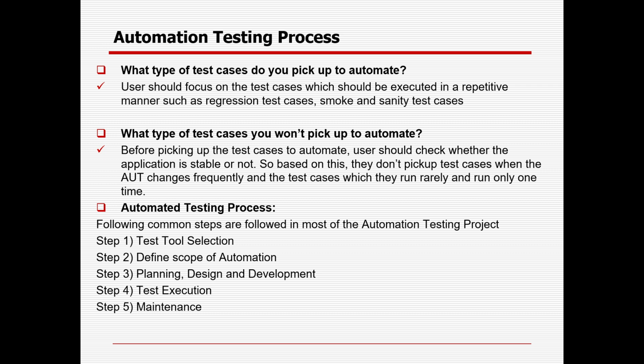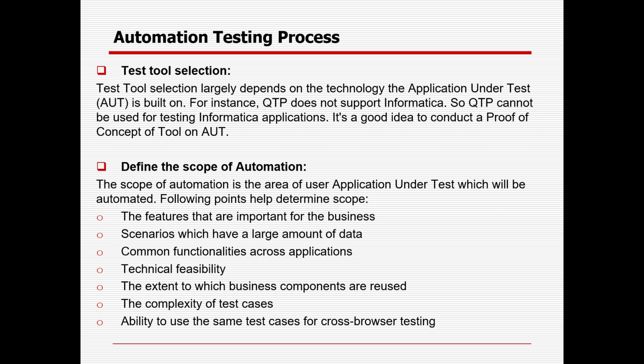The automation testing process: first is tool selection. The second is defining the scope of automation, then planning, design and development, then test execution, and then maintenance. Whenever you want to start any kind of automation, you need to do the POC, or proof of concept, where you identify which area you'll be automating, whether UI, mobile, or API. What is your budget? How many test cases do you want to automate? What browsers and operating systems do you want to automate? Based on that, you can identify what tool you need.